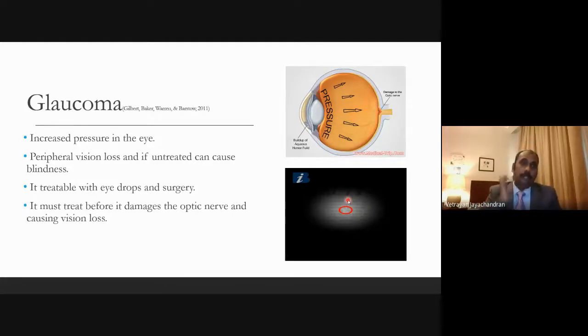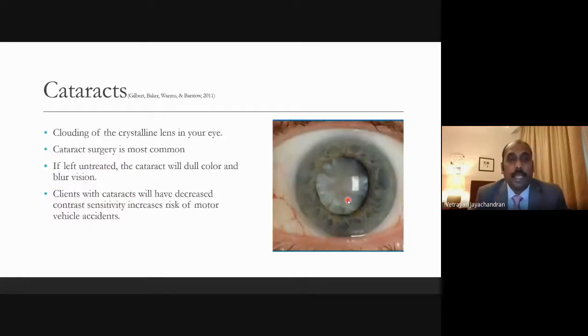Glaucoma can be treated with eye drops or with surgery, so it is treatable. Usually they check the eye pressure when you go for a regular eye checkup. It must be treated before it damages the optic nerve. If the optic nerve is damaged, it is difficult to recover, because the information goes through the optic nerve, which lies in the interior aspect of the eye, and it is difficult to treat the problems.